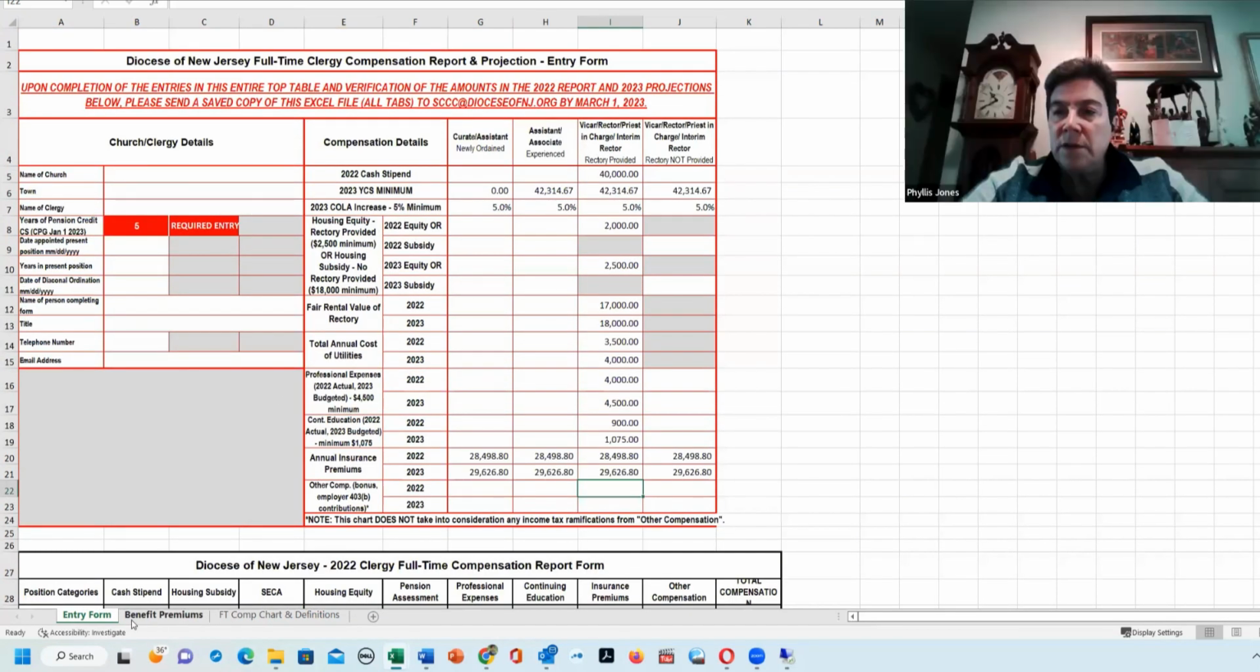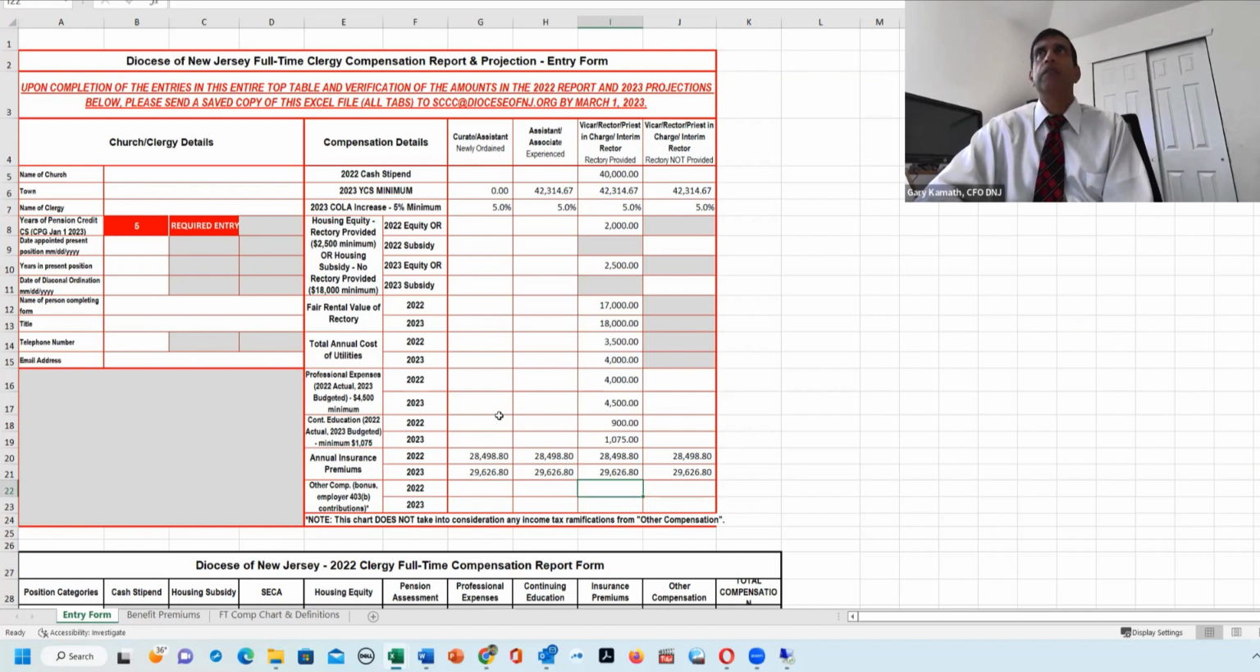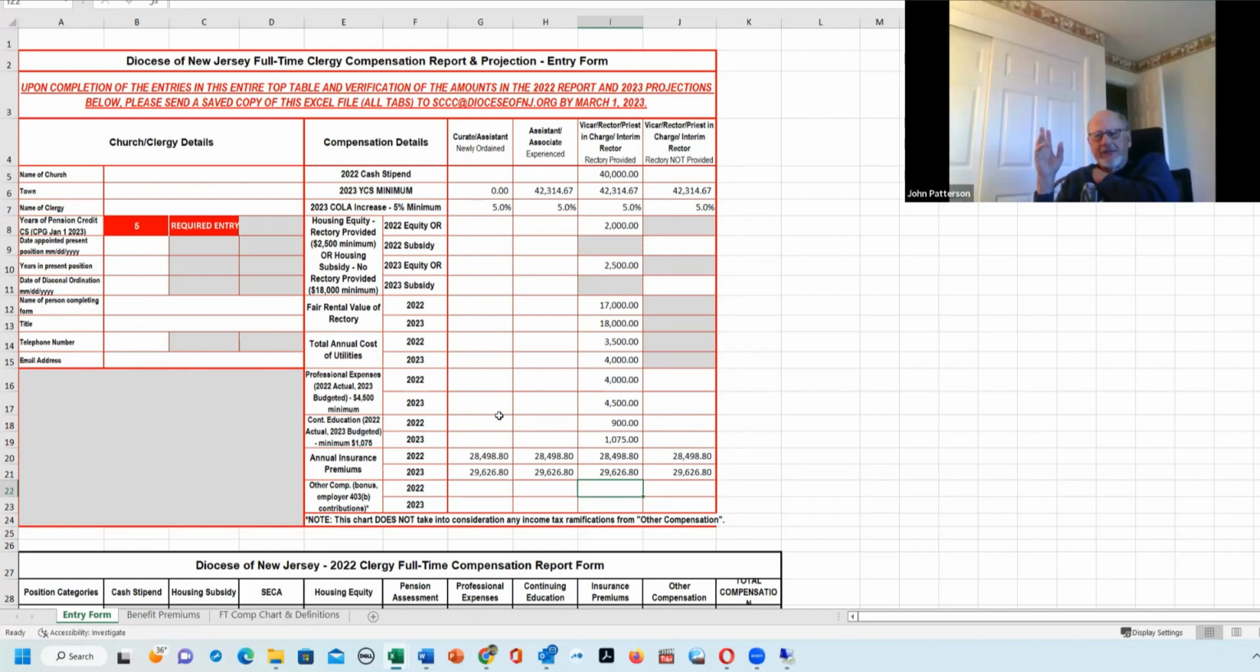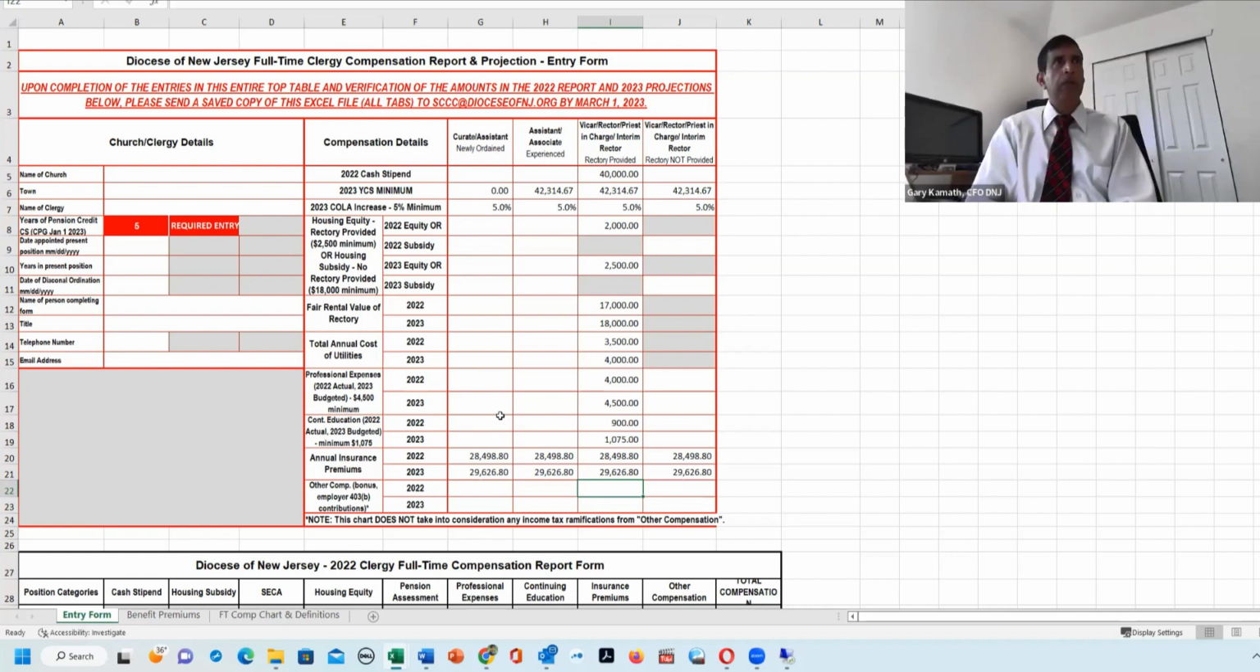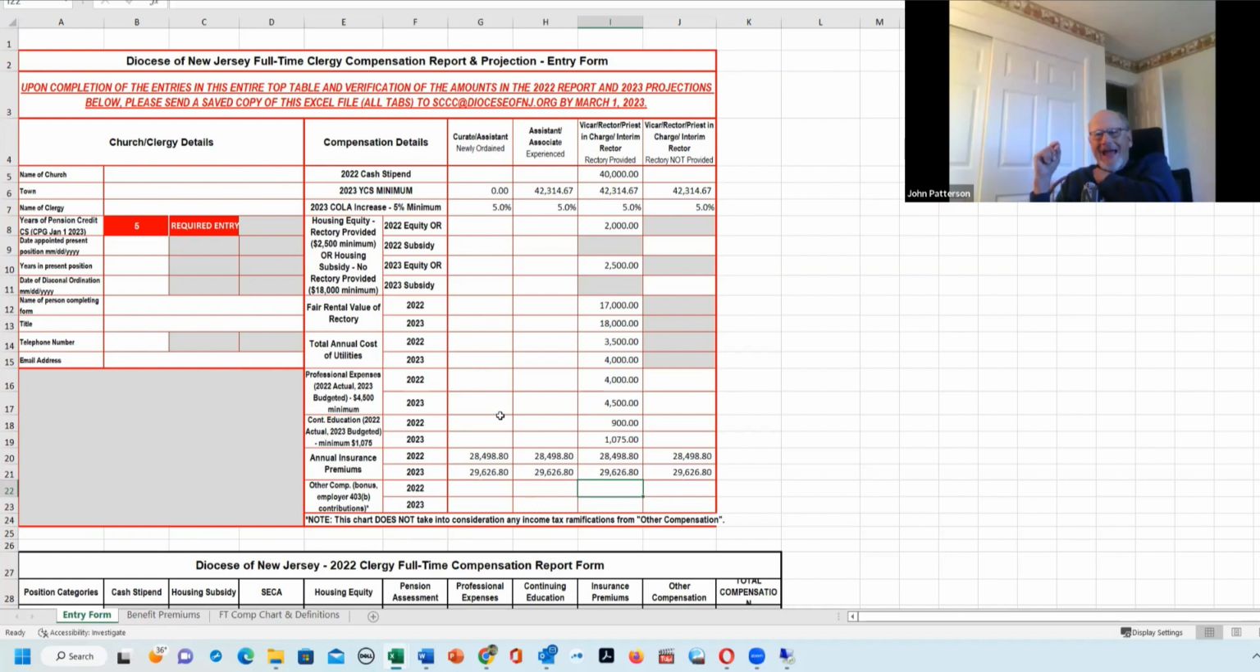I see that John's got his hand raised. Hi, John. Go ahead. Sorry to keep butting in, but on professional expenses, we've adopted the policy of escrowing professional expense that the rector doesn't spend for future sabbatical. Do you want the actual professional expense, or the number that shows up on our financial statement, which will be 4,500?